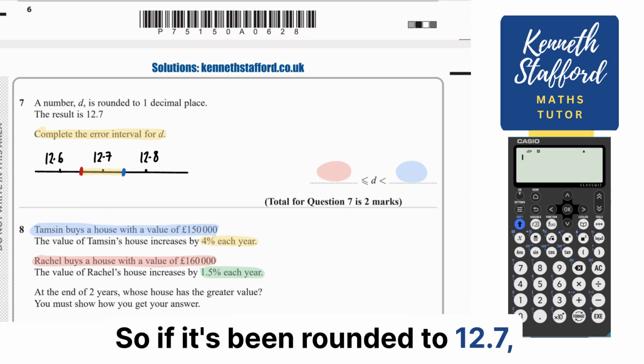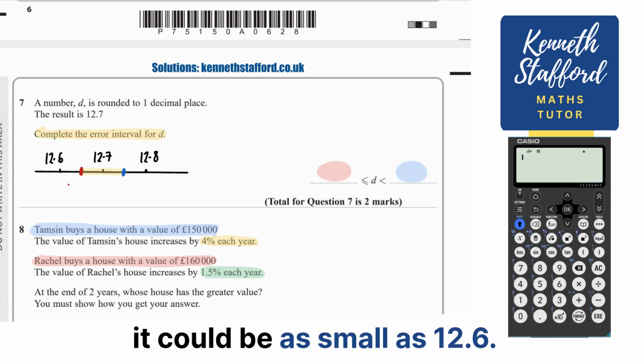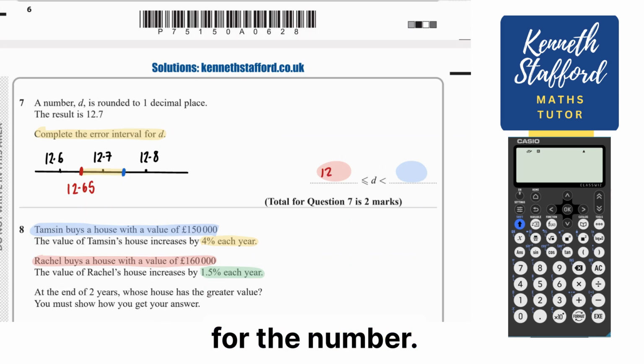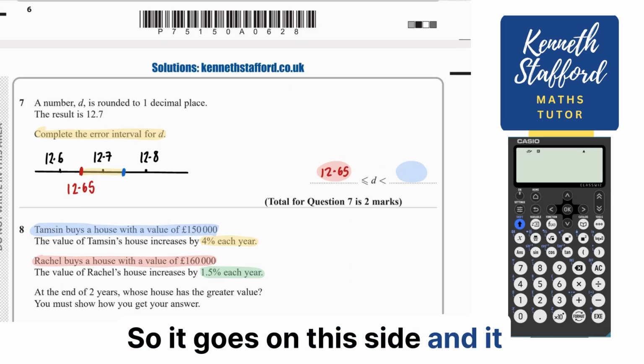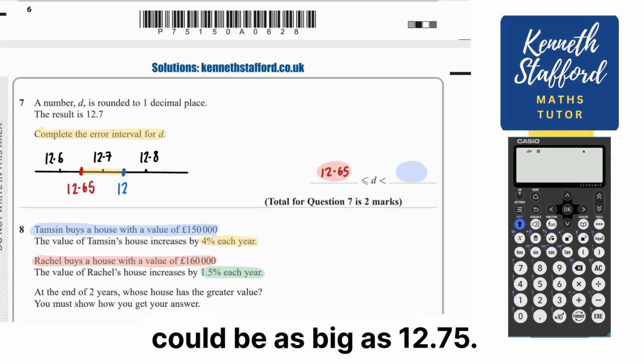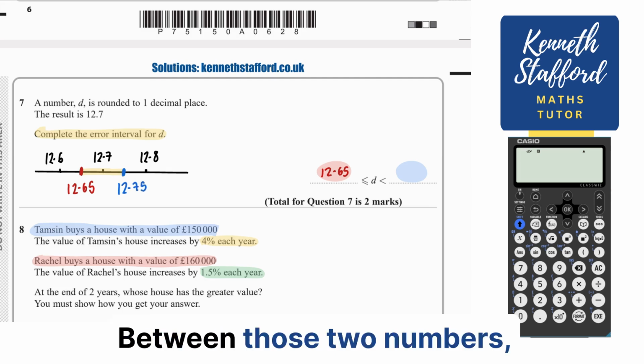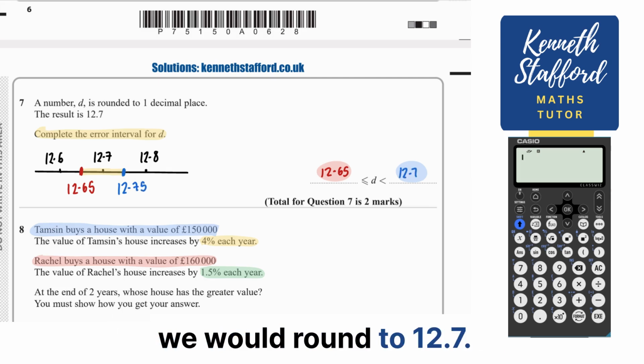So if it's been rounded to 12.7, it could be as small as 12.65. That's the lower bound for the number, so it goes on this side. And it could be as big as 12.75. Between those two numbers, we would round to 12.7.